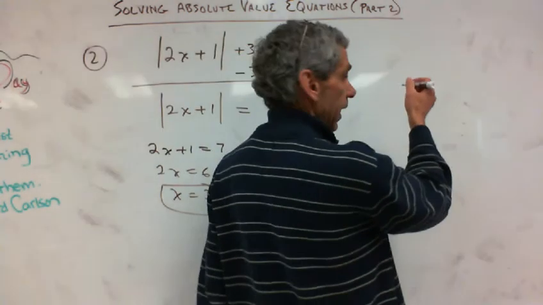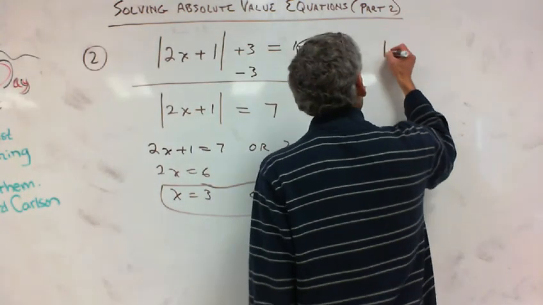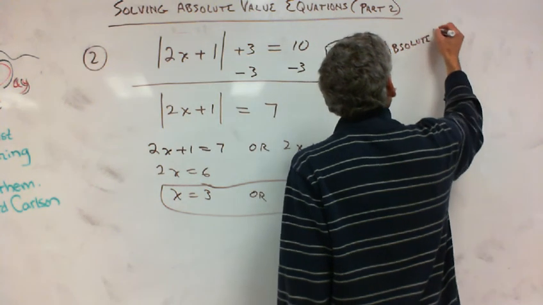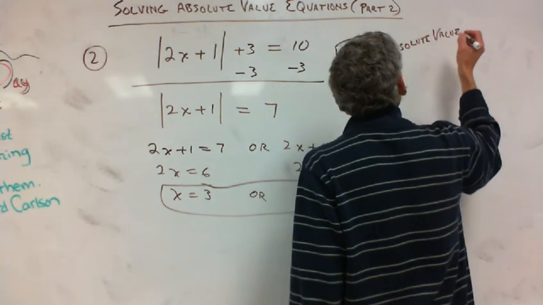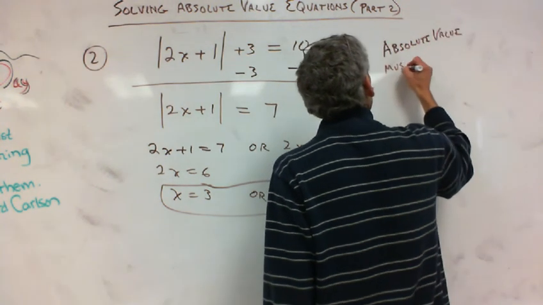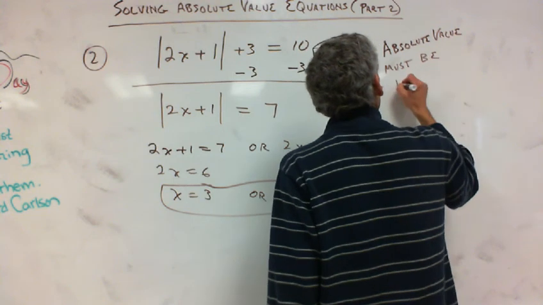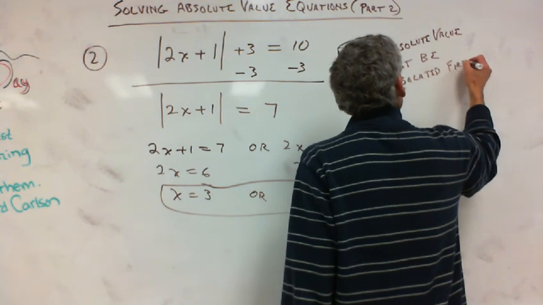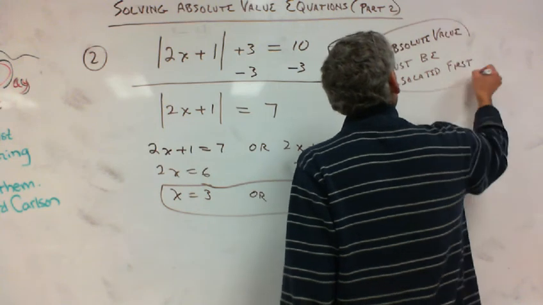This is the key. Absolute value must be isolated first. So if it isn't, make it isolated.